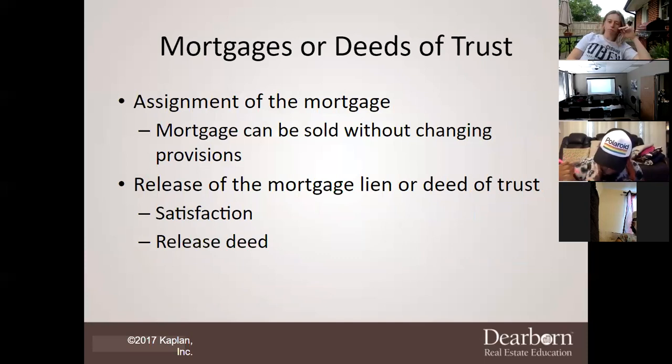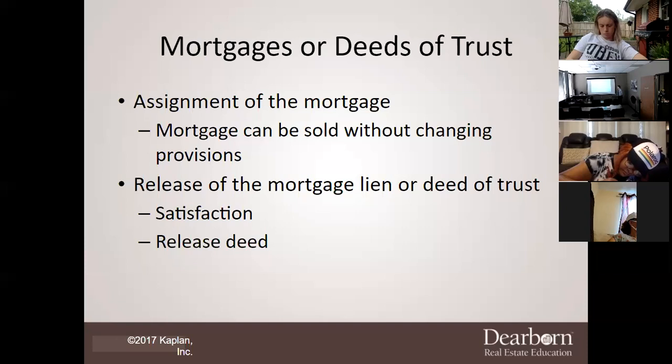Assignment of a mortgage. That's when a mortgage can be sold without changing provisions. Someone will see that a house is about to be foreclosed on, so they'll go to the person that owns the house and say, I'll pay $150,000 for your $250,000 house because it's going to be foreclosed on, and I'll assume the debt. So it's basically just giving away your interest to another person without changing any of the provisions of the original agreement.